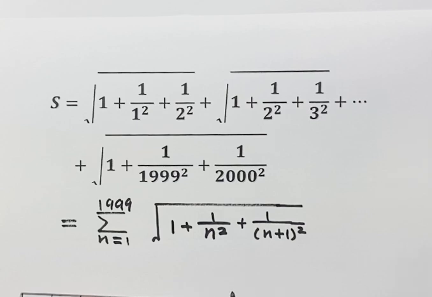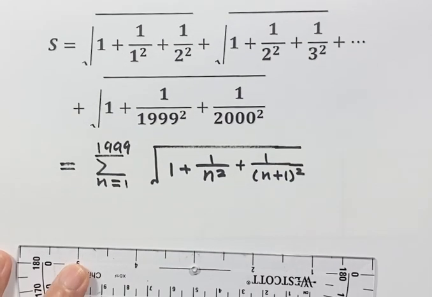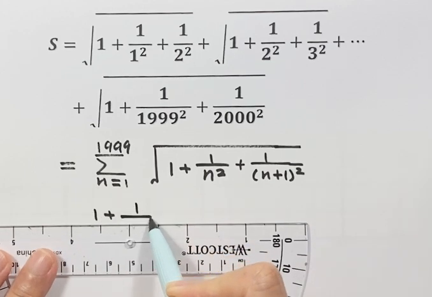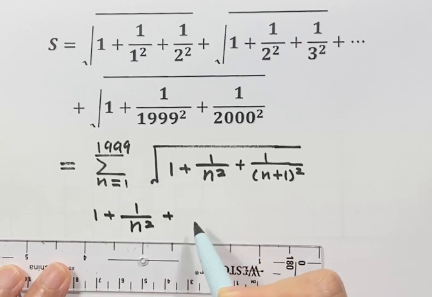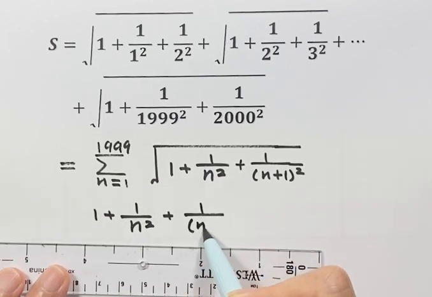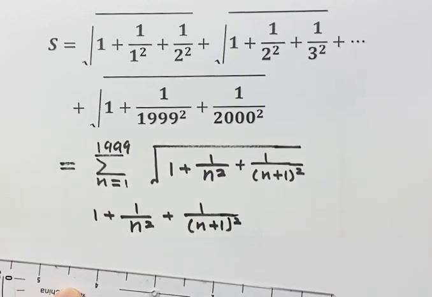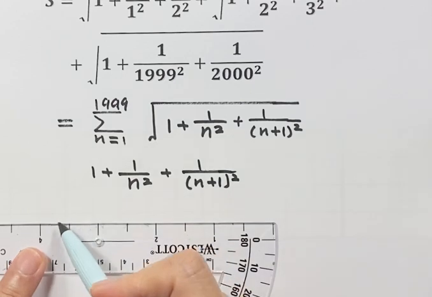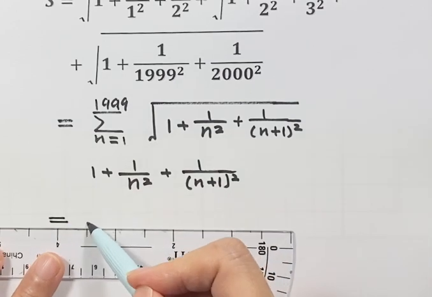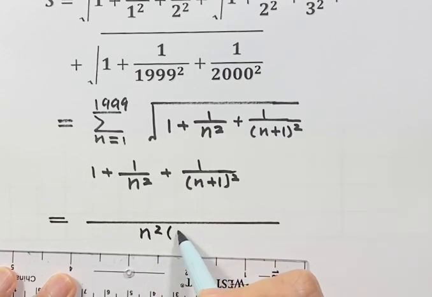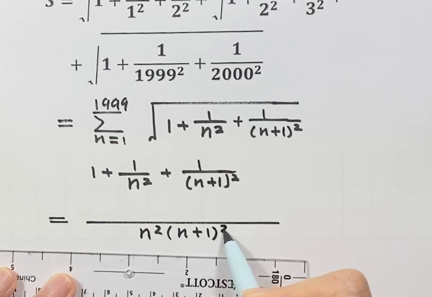Then the next step, we are going to simplify the part under the square root. We are hoping we can make a complete square so we can cancel out with a square root. First we are going to make them into a single fraction by doing the common denominator. Here we have the common denominator, that's n squared times n plus 1 squared.